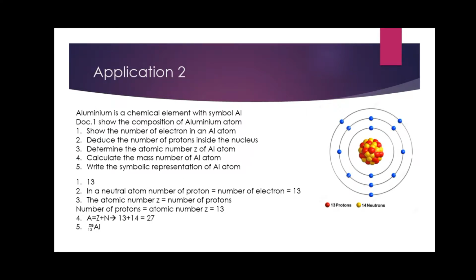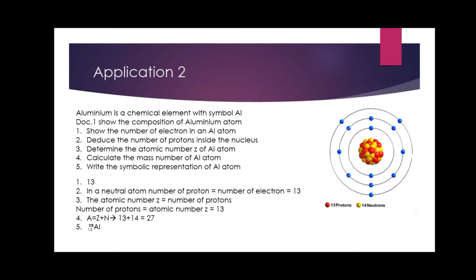Now the second application. Aluminium is a chemical element with symbol Al. Document 1 shows the composition of the aluminium atom. First question, show the number of electrons in an aluminium atom. If we count the blue circle, we will find the number of electrons. Here, the number of electrons is equal to 13.